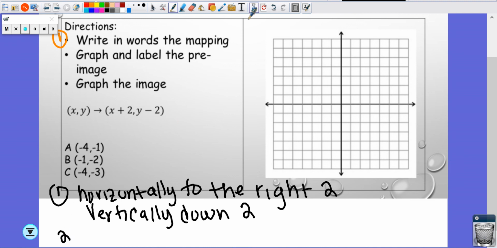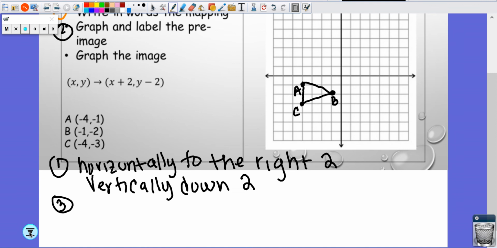So number 2 tells us to graph and label. All right, so here's my A. So -4, 1, 2, 3, 4, -4, 1 is my A. So I'm graphing my pre-image. -1, -2 is B. And then -4 and 3, 2, 3 is my C. So this is my pre-image. All right, so now it wants me to graph my image.